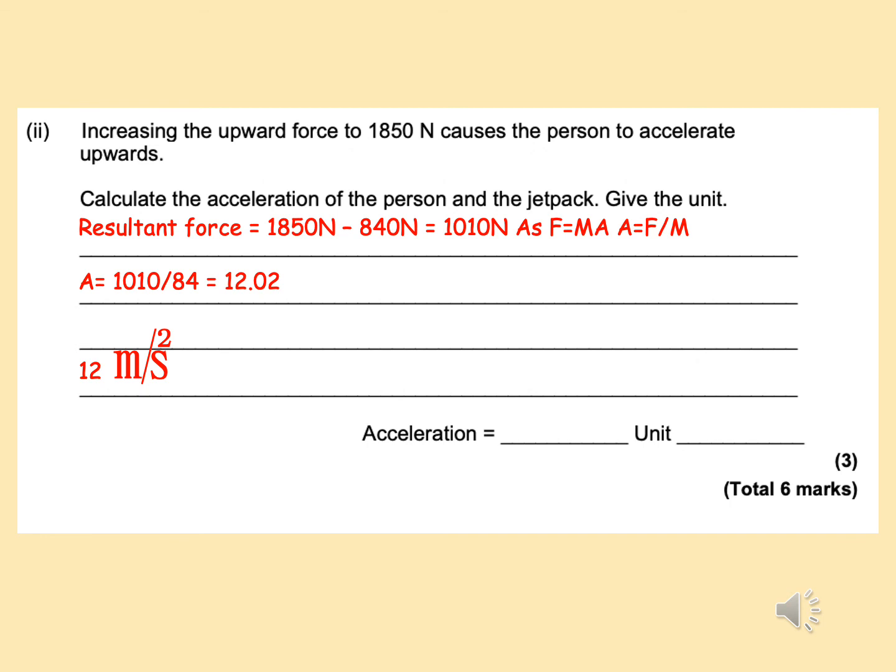So now what we can do is use the equation F equals ma, as we have looked at this lesson, and rearrange it to give us acceleration. Acceleration is just equal to force divided by mass. So if we put our force in as 1,010 divided by our mass of 84 kilograms, because we know that the combined mass of the person and the jetpack is 84 kilograms, that gives us an acceleration of 12.02. Now, we also wanted the units, so our actual answer for this question would have been 12 meters per second squared.